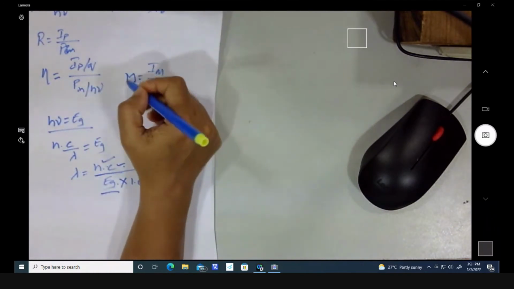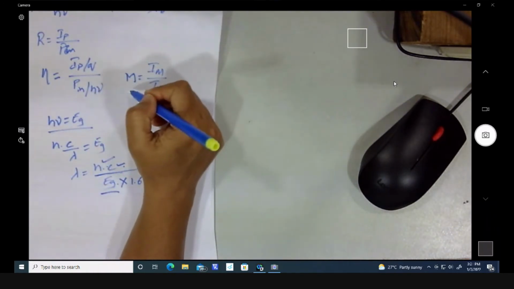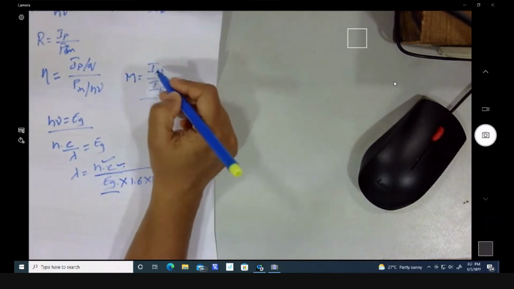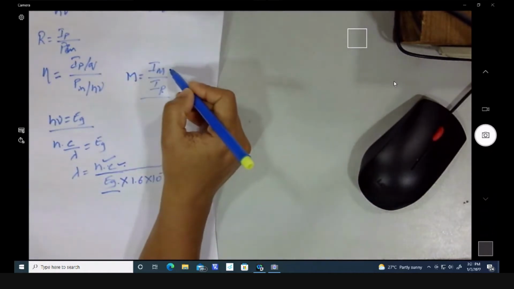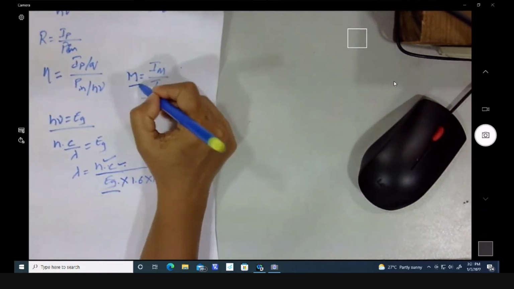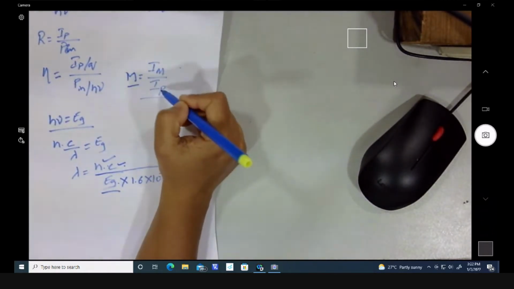Now you have to find out the M value, how much amplification happens. They have given the IM value. How much is the IM value? It is 10 microamps, the multiplicative current. So you have to find M. To find M, we should be knowing IP.